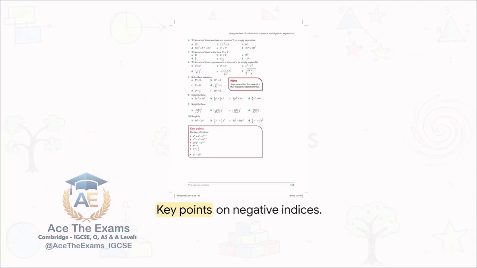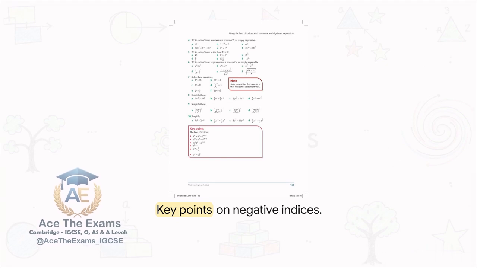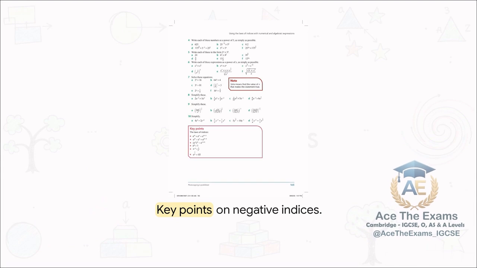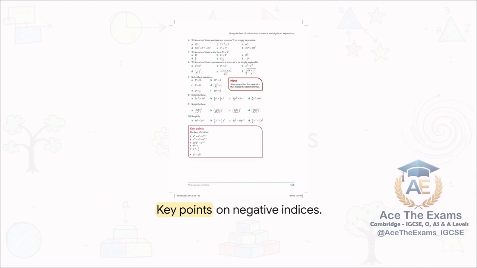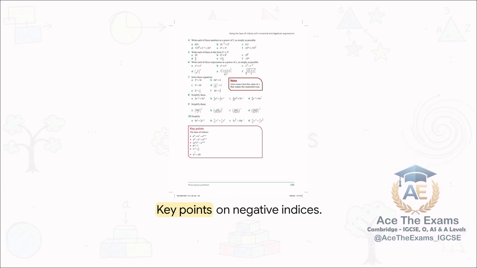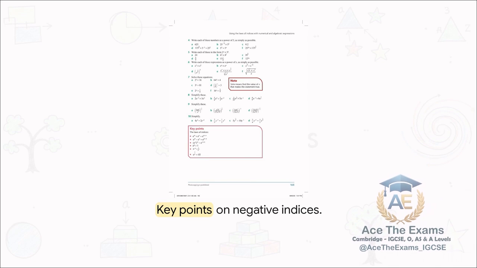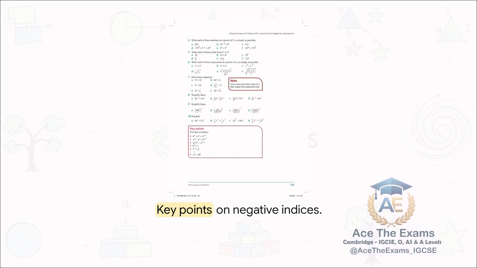Here is where I see thousands of students lose easy marks. A negative index does not mean a negative number. Let me repeat that. It does not make the number negative. It actually flips the term into a fraction. The absolute most common mistake students make under pressure is seeing a to the power of negative n and automatically writing down a negative value.